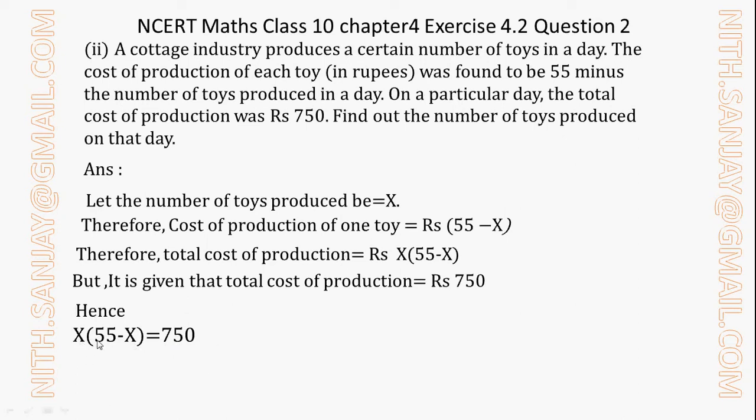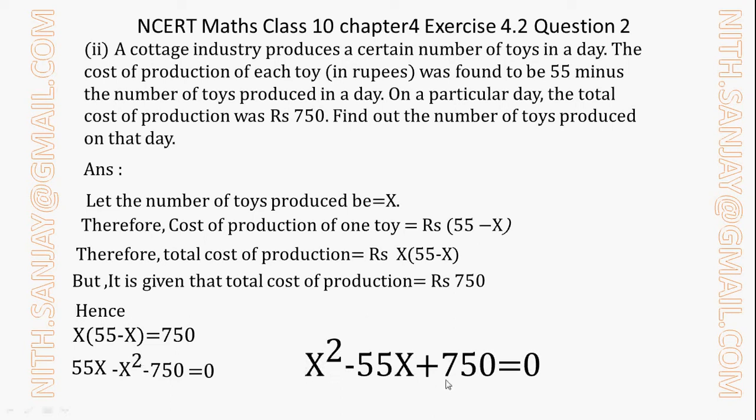Now I will simplify it. I will multiply inside. If I multiply x with 55, I will get 55x, and when I multiply x with x, I will get minus x square. I will move this 750 to the other side, and I will get 55x minus x square minus 750 is equal to 0. So this is my quadratic equation, but I'll rearrange it in a different form.